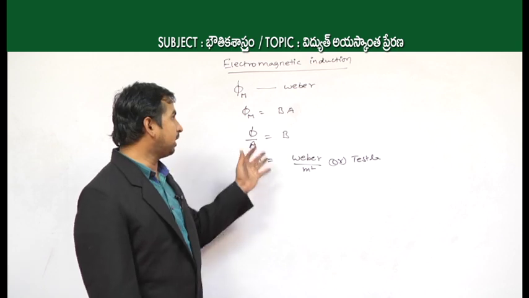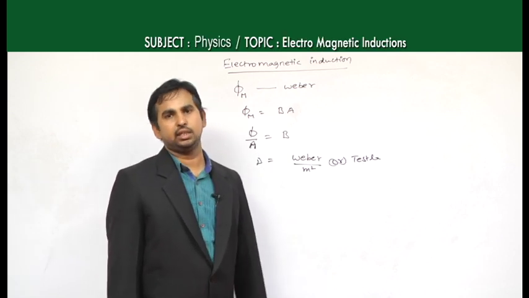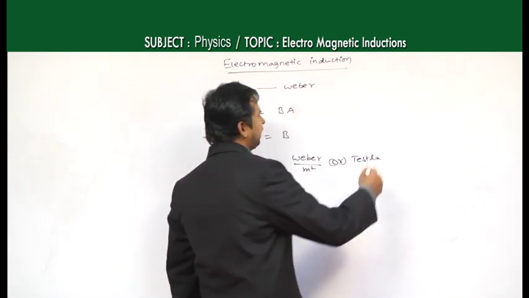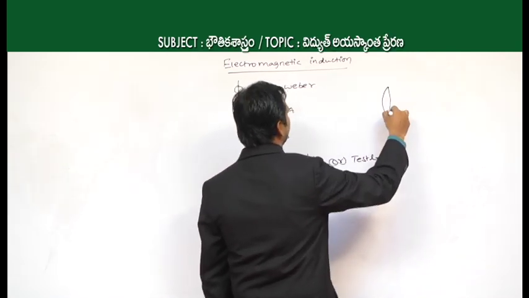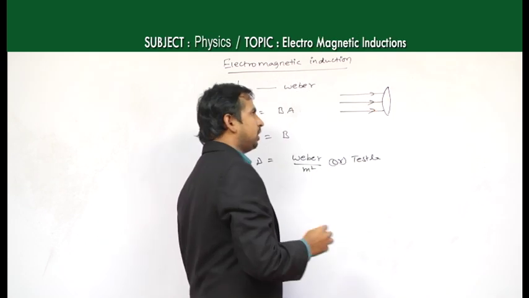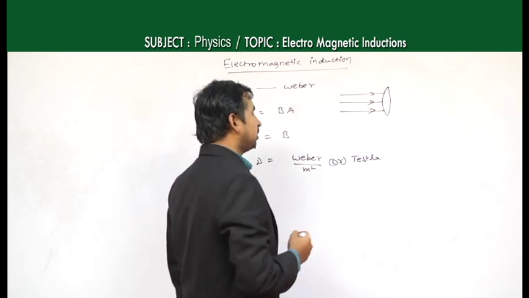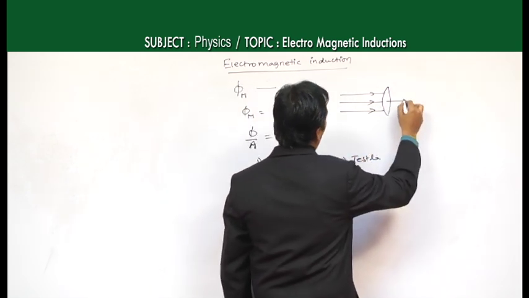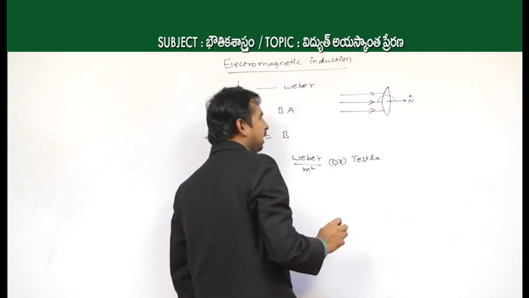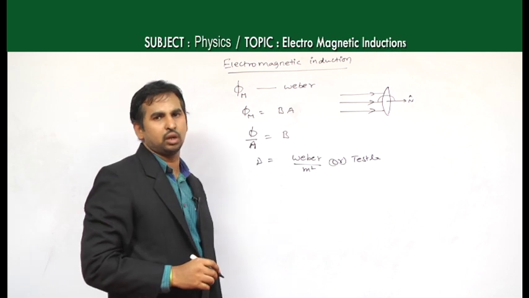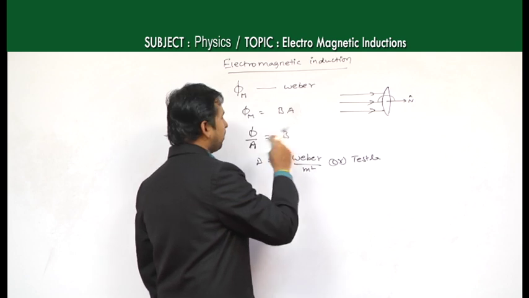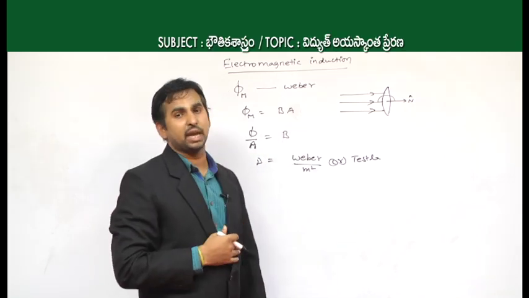The magnetic flux formula is B dot A, or simply BA. But remember, if the magnetic lines of forces cross the area perpendicularly, the area has a normal direction, and the angle between the magnetic lines and that normal is 0 degrees, as both are parallel to each other. Then the magnetic flux becomes maximum.